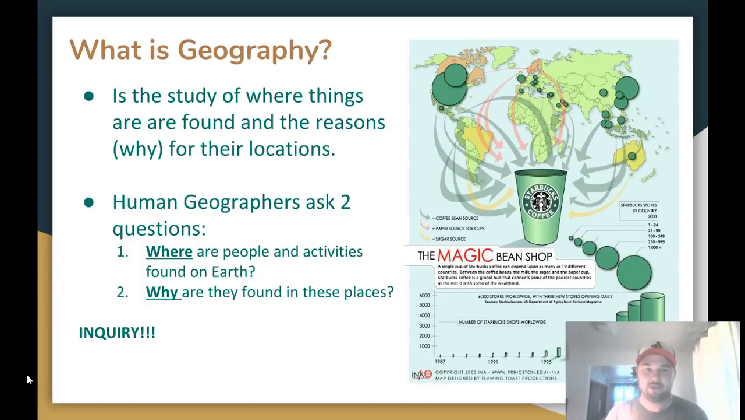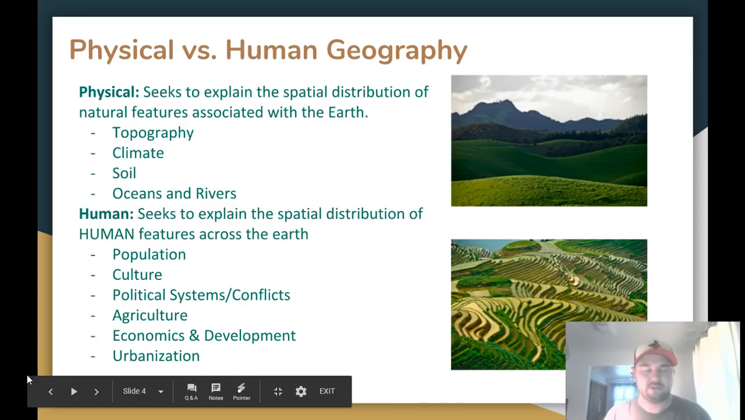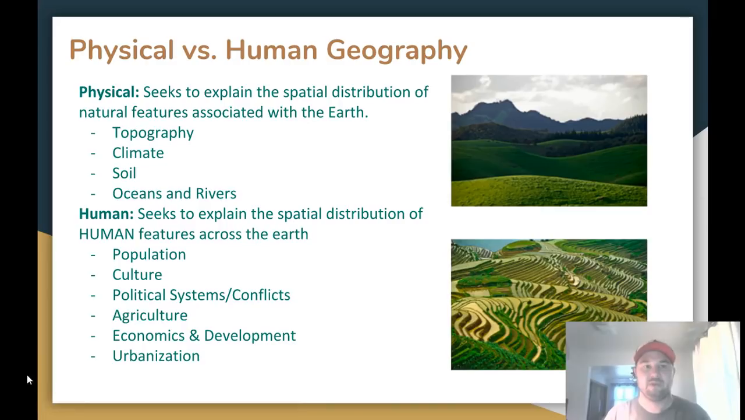So it's not even just human geography that asks those questions, but it could also be regular geography as well. You know, where are their mountains? How did they get there? It's more physical geography, but still, it's a sense of inquiry that they're always asking those two basic questions throughout. Now, the one main difference between human geography and physical geography is just essentially what have humans done on the earth.